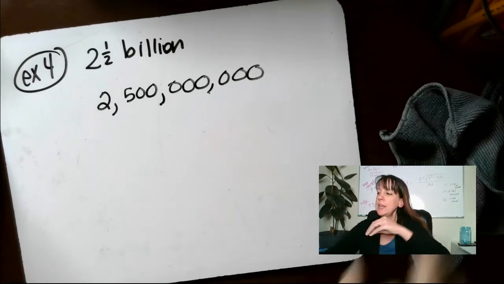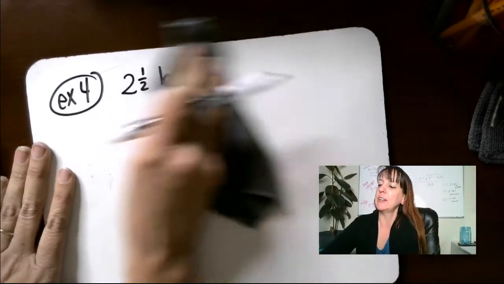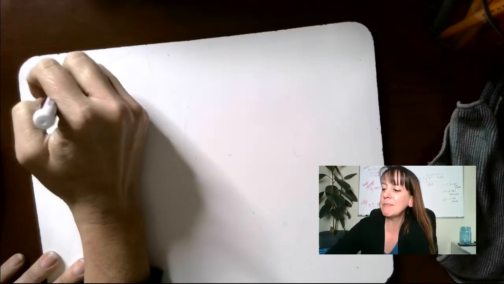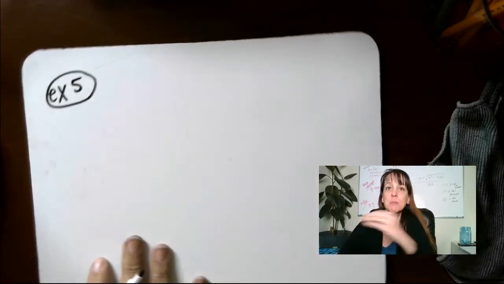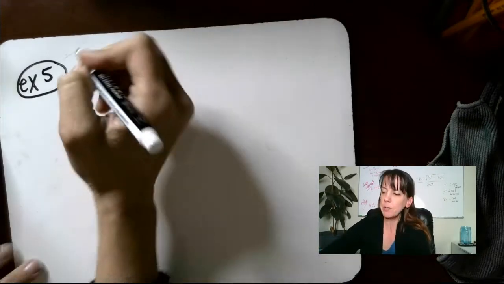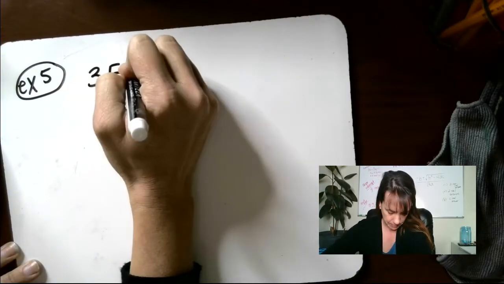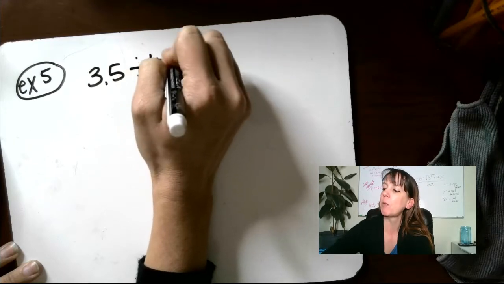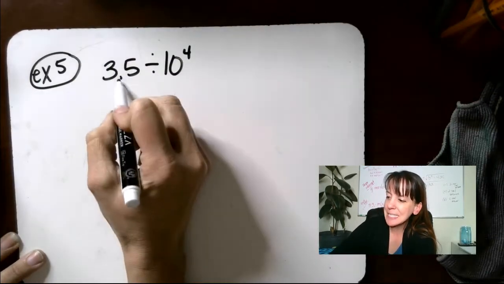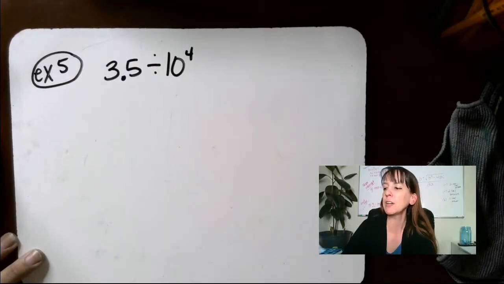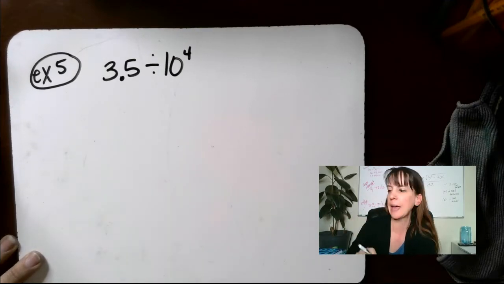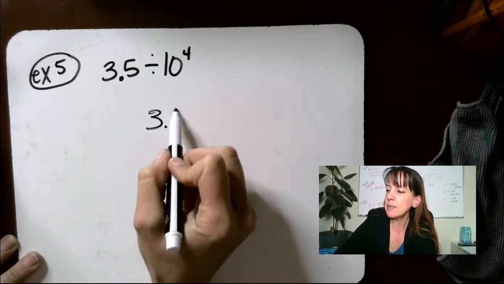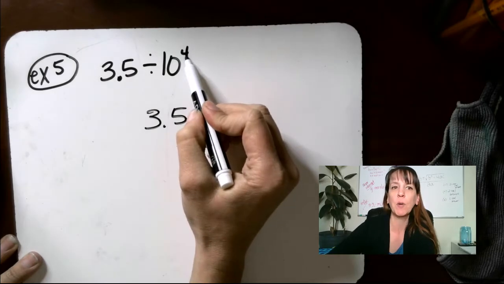So that's going to be in standard form like that. Okay, so now that we've done multiplication, we're going to do division. We divide to make things smaller, right? So for example number 5, we've got 3.5 divided by 10 to the 4th power. Now, the decimal is right here. And just a friendly reminder, if there is no decimal, it is always at the end. So I'm going to move this guy down here and it goes to the 4th power.